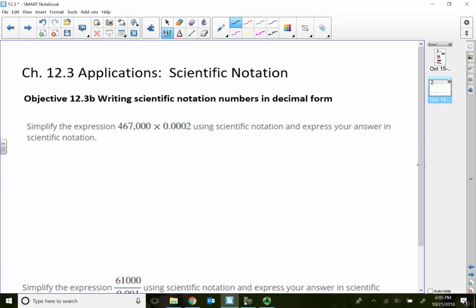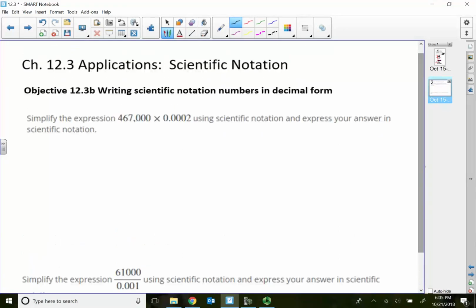In this lecture video, I've got two examples where I'm going to show you how to simplify these expressions using scientific notation. Rather than multiplying straight up, we're going to multiply through scientific notation. Again, the purpose of scientific notation is really a shorthand notation for either a very large number or a very small number.